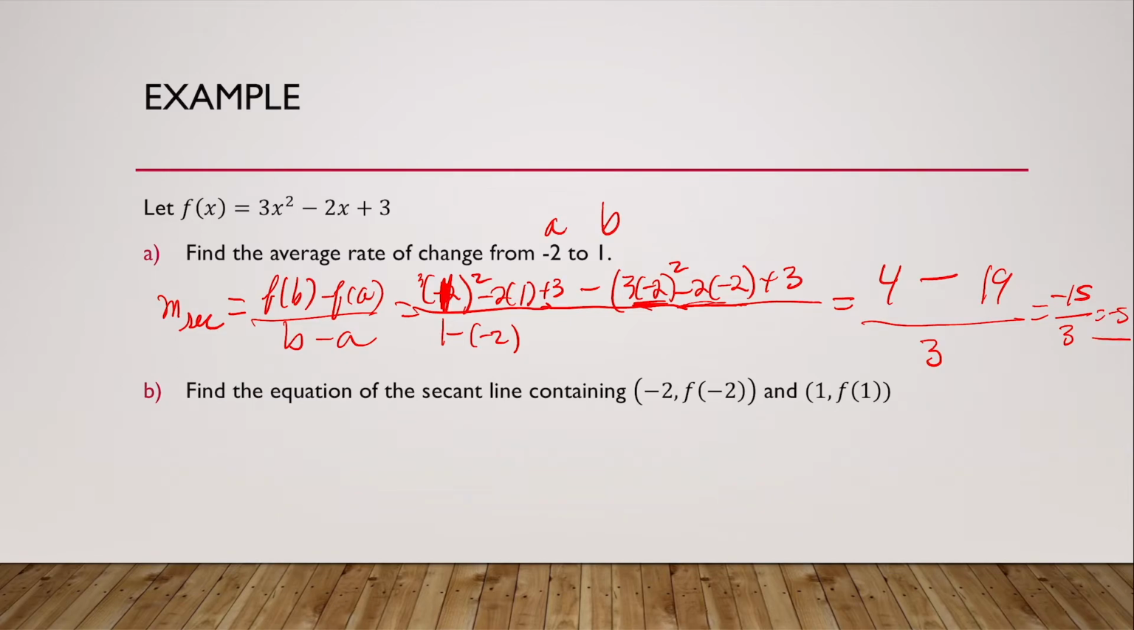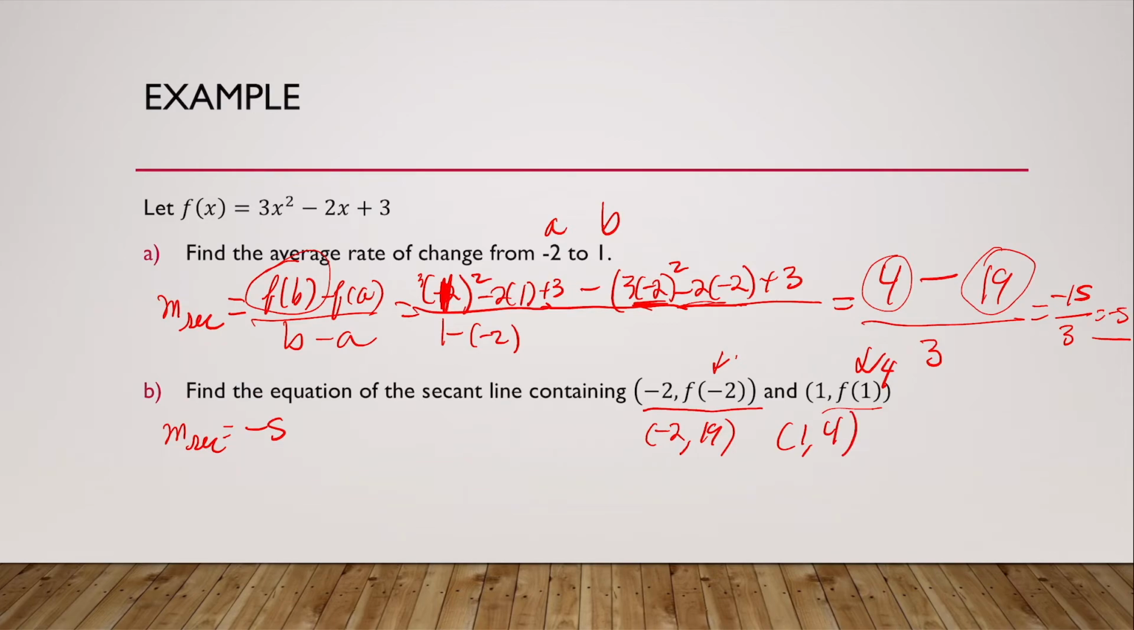Next, I'm going to find the equation of a secant line containing these two points. Well, I already know my slope, so that's nice. I don't have to use these two points to calculate the slope, but I do need them for point slope form. We found that f of 1 was 4, and f of negative 2 was 19. So I have the points (-2, 19) and (1, 4). In order to use point slope form, it doesn't matter which point you use. I'm going to pick the easier one, meaning smaller numbers, less difficult mental math.